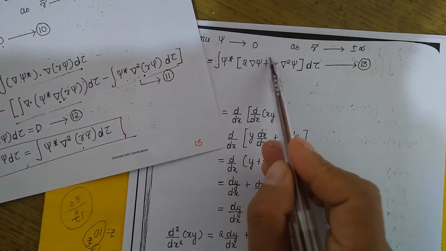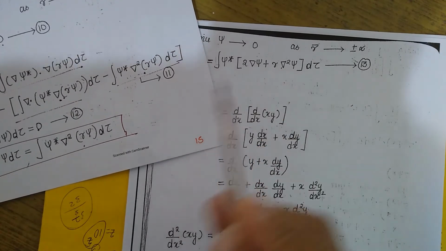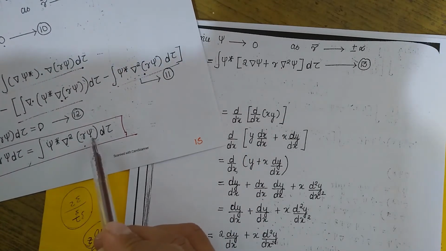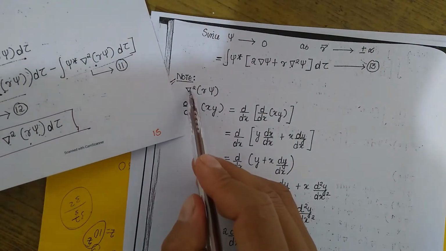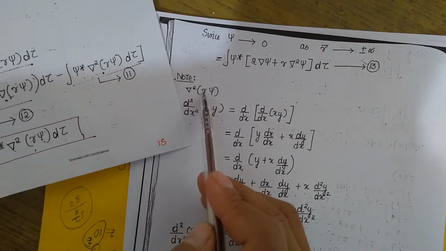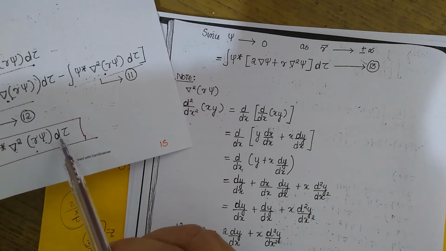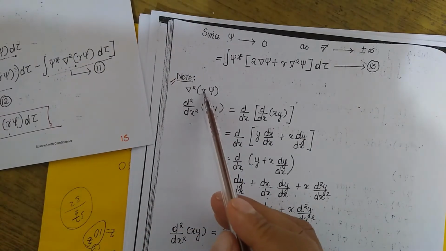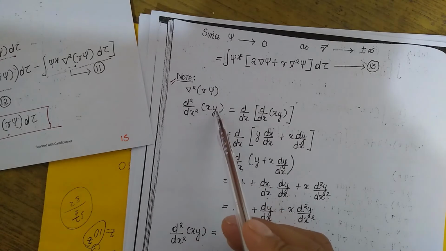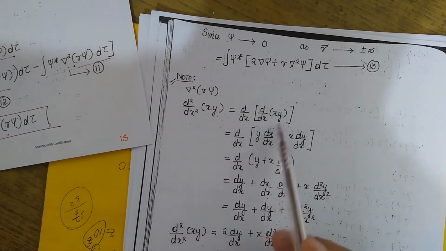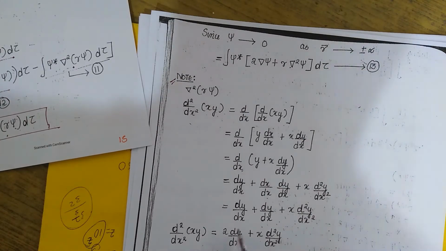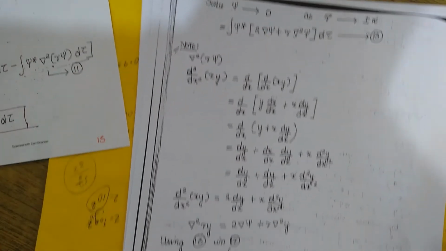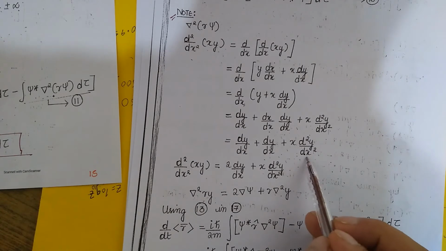So how are we getting these two terms from this one term? It is given in the notes. So here this is your del square r psi. Here also we are considering r as x and psi as y, and we are simplifying it. So what happens is that we are getting this term. Okay, this is our simple simplification. I think you guys will be able to do it.